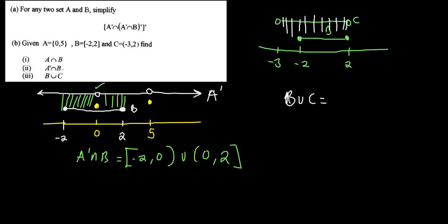So B union C is going to be from negative 3 up to 2. But negative 3, since it's open, it means that it can't be part of the union because it's not part of any set. So I'm going to open also at negative 3. But when you look at 2, 2 is not part of C, but it is part of B.